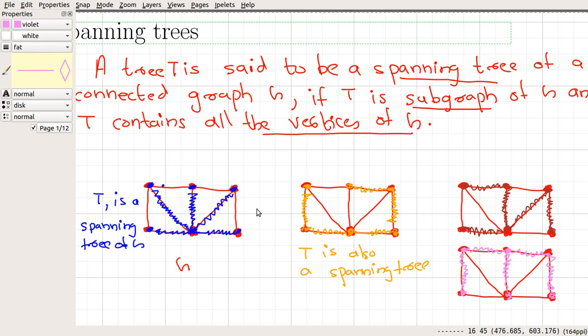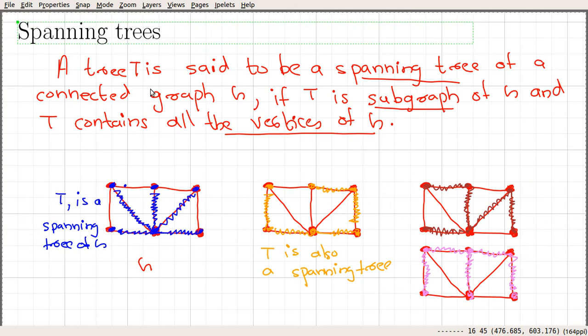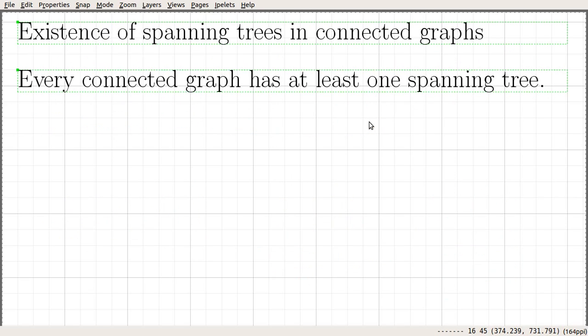So in general a graph could have many. In this case we showed you four spanning trees, and it could have many more. Anyway, that's the definition of what is called a spanning tree. A tree T is said to be a spanning tree of a connected graph G if T is a subgraph of G and T contains all the vertices of G. Okay, so let's look at one property of a spanning tree.